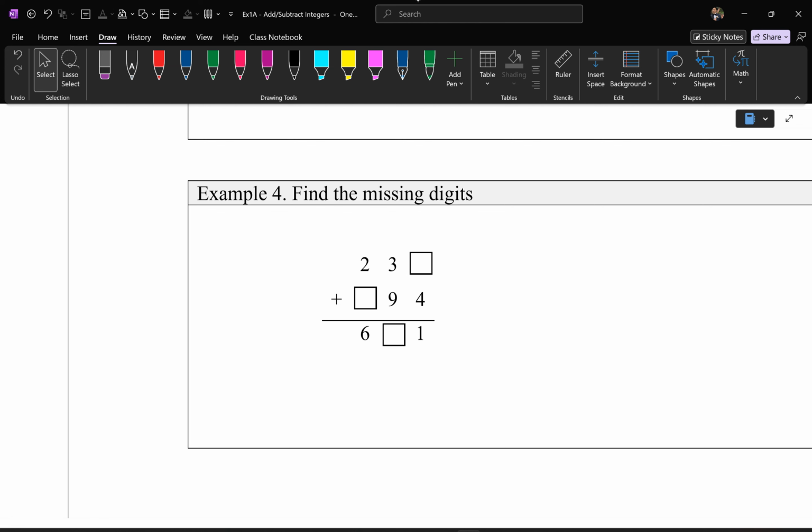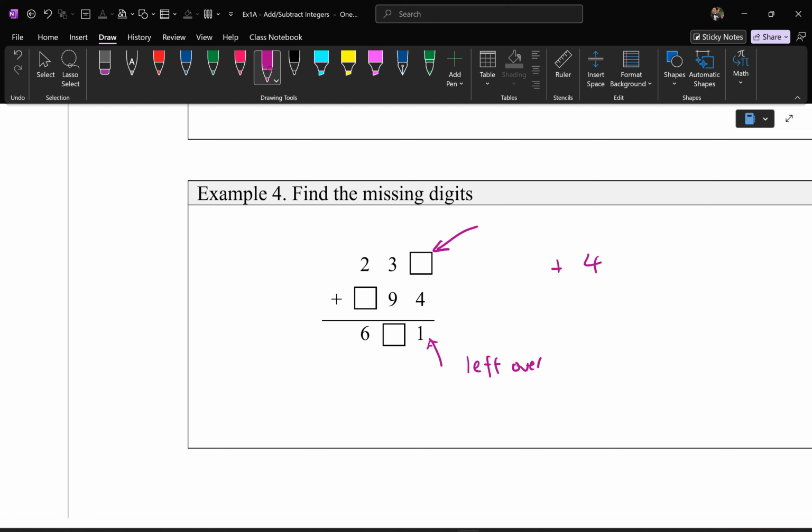So we've got 230 something plus something 94 equals 600 and something. Let's work it out. What's a technique that you can logically see already? In the first column, there has to only be one number that can fit in this one. What number is that, Kyle? Very good.